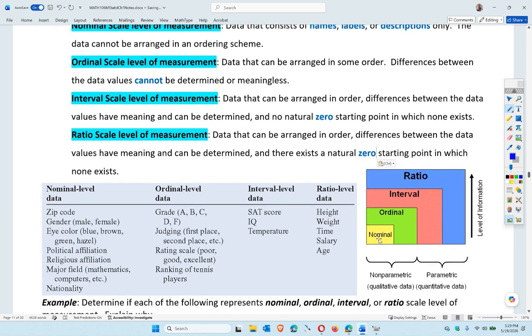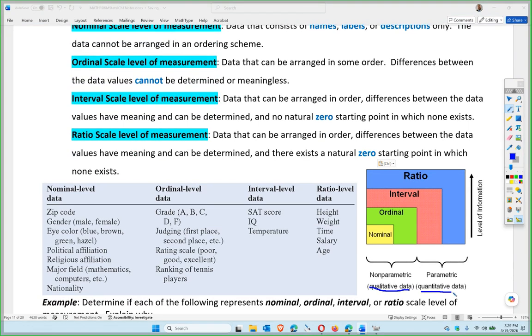So as you can see here, nominal is the worst, and it gets better as you go up, right? So qualitative is the first two, and quantitative is the second two, right? And which tests you do in stats are based on what kind of data you actually have. What's the scale of data that you have?